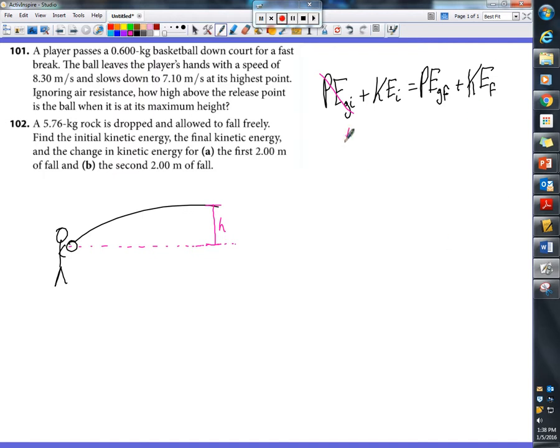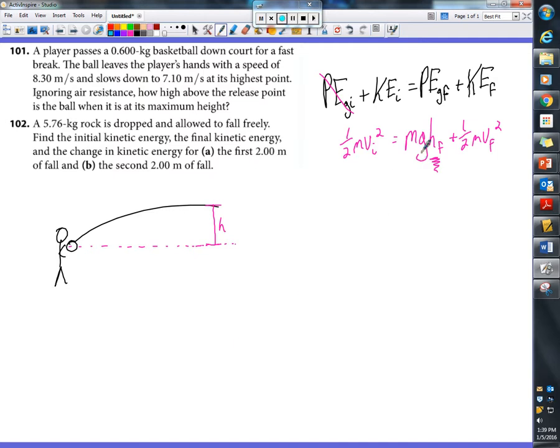Now we can plug in the equations for these. 1/2 m v initial squared is equal to m g h final plus 1/2 m v final squared. Now, we are solving for h final. That's what we're looking for. Right now, do we have enough information to go ahead and solve for that? Absolutely.